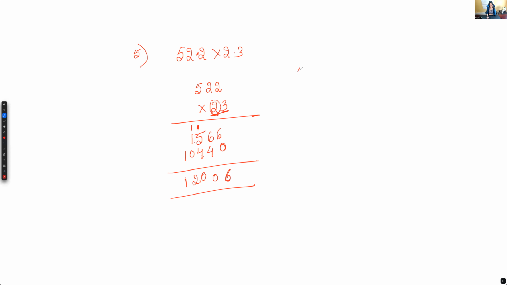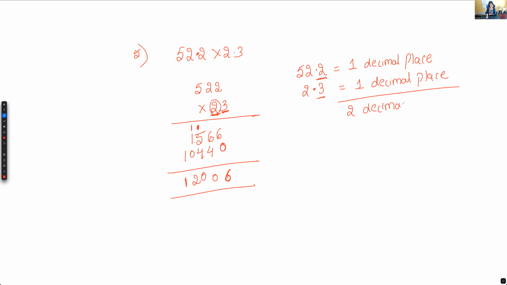Now we have to think about the decimal places. In 52.2, after the decimal point, we have only 1 digit, so we write it as 1 decimal place. And in 2.3, after the decimal point, you have 1 digit, so we have 1 decimal place. So in total, we have 2 decimal places, because you're adding 1 plus 1, we got 2 decimal places.